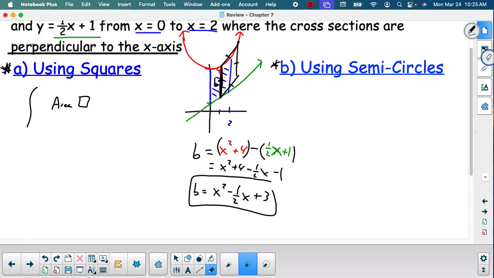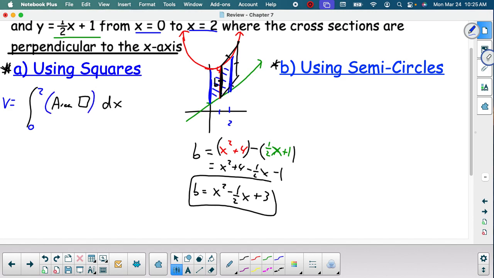Now, because I'm going along the x-axis, everything's going to be in terms of x, and so my bounds have to be in terms of x. So if I start out finding my volume, my bounds are going to be from 0 to 2, and I'm adding all the squares, all these slices going that way. It's just that, how do I find the area of a square? Well, the area of a square is just my base times my base, or my base squared.